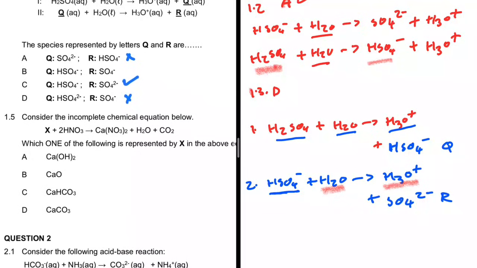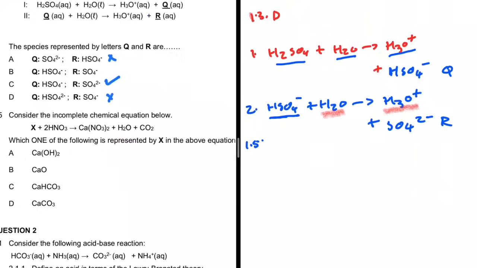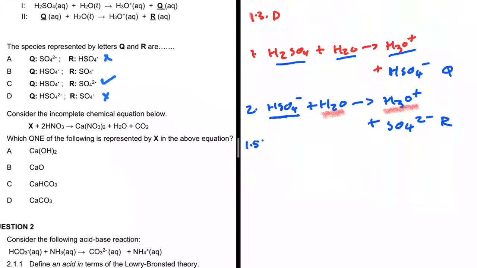So 1.5. Let's take a look at what's happening here. Consider the incomplete chemical equation below. There we go. Looks a bit complicated, but there ain't nothing to it but to do it. Which one of the following is represented by X in the above equation? I think here we're just following the same technique we've been using to answer 1.4 and 1.1. So let's take a look.